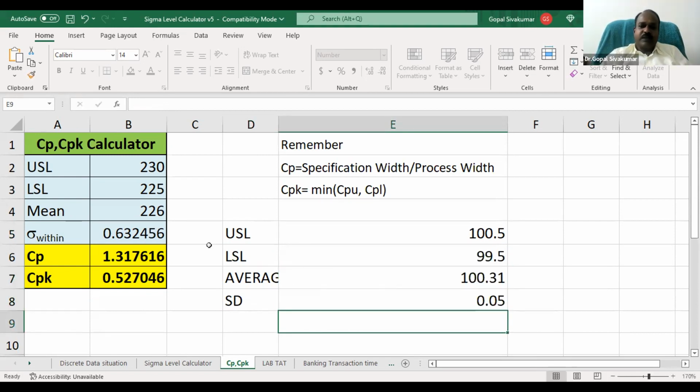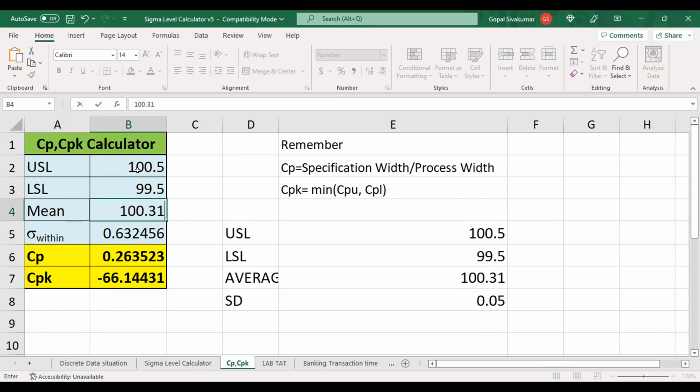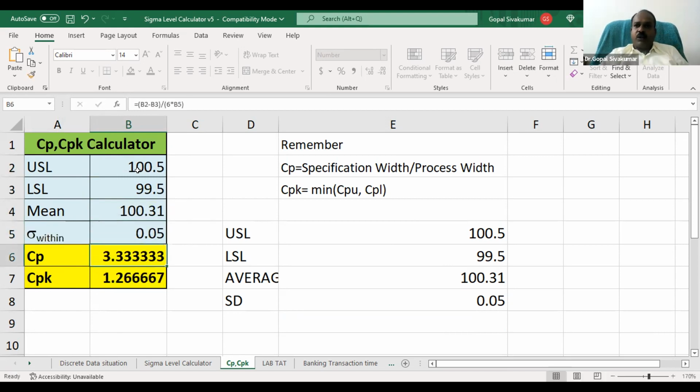Now, when you fill in these values here, the CP value will be calculated automatically, because we have already discussed the theory with you. Now this is real time. You don't have to struggle with the theory. Just feed it. USL, I'll type 100.5. LSL, 99.5. Process average 100.31. Process standard deviation 0.05. Now, what is the CP value you are getting?